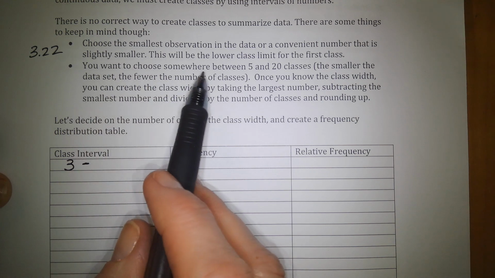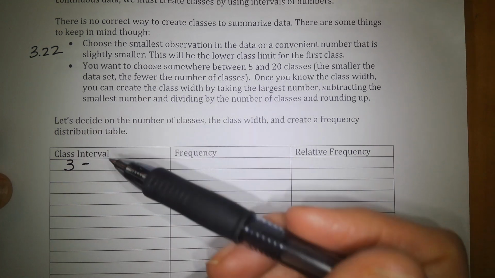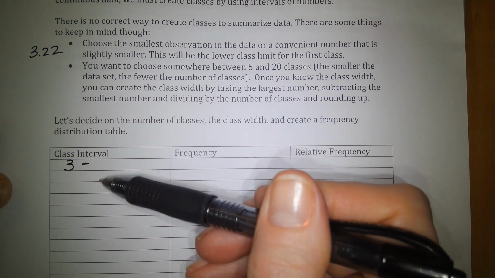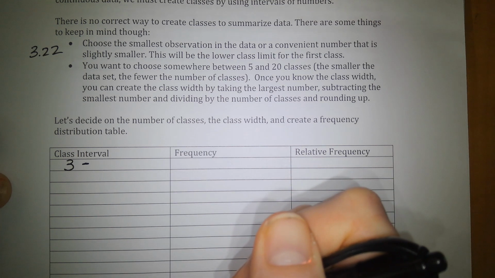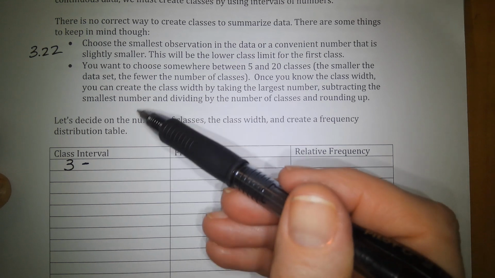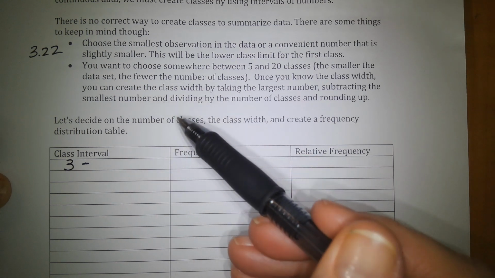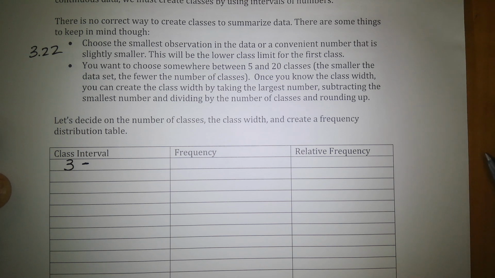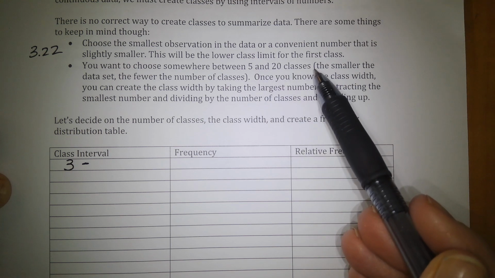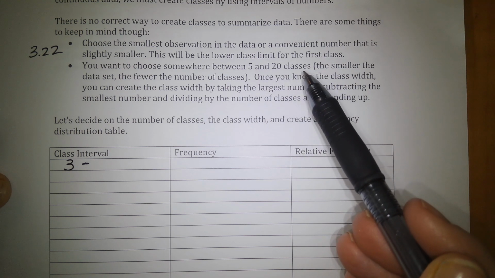Then I want to choose somewhere between 5 and 20 classes. So I only want 5 bars or all the way up to 20 bars. But I don't want less than 5, otherwise you don't really have a good distribution. If you have so few bars, you can't really tell what the distribution is going to be. And anything over 20 just looks cumbersome. So you really want somewhere between 5 and 20 classes, or bars.